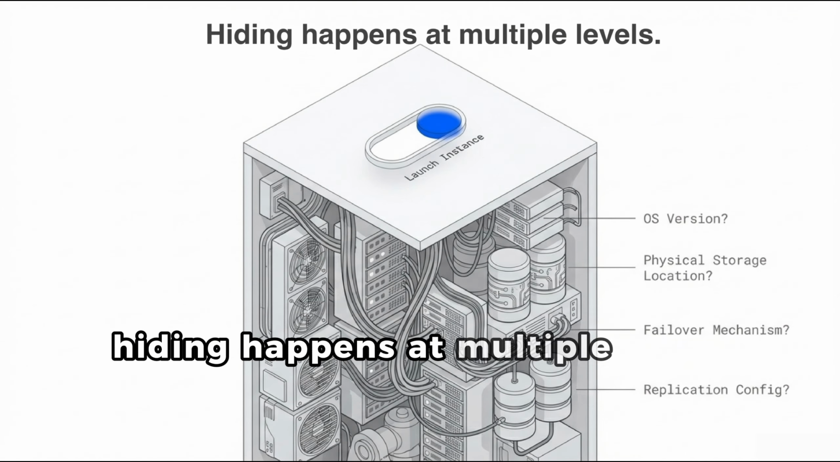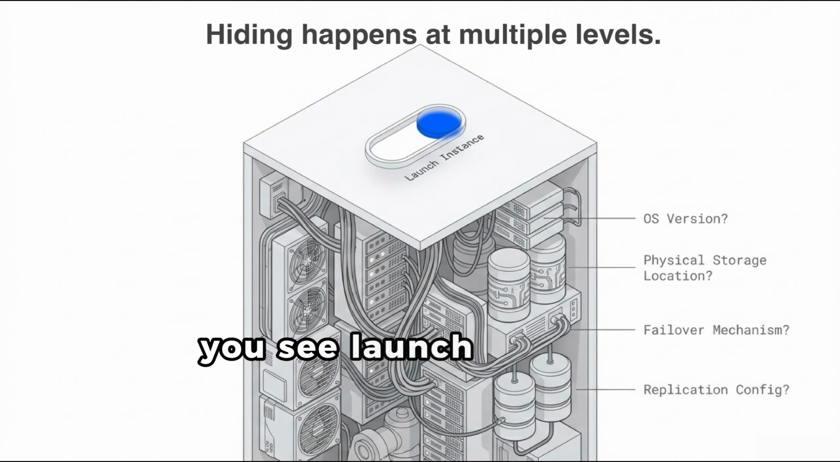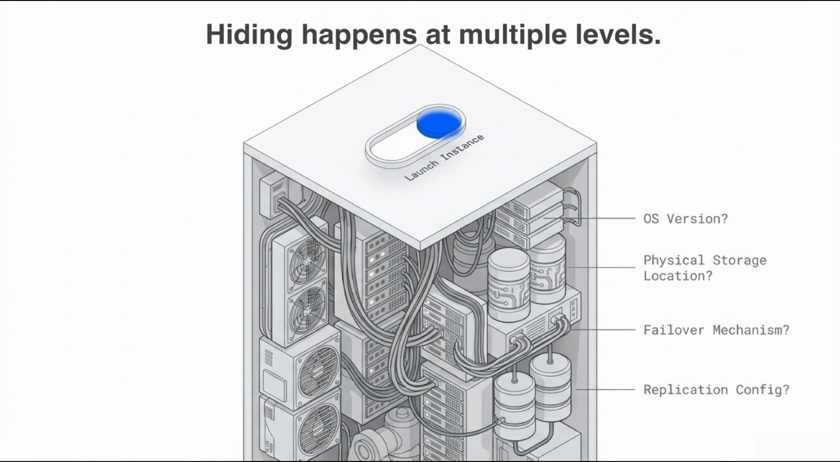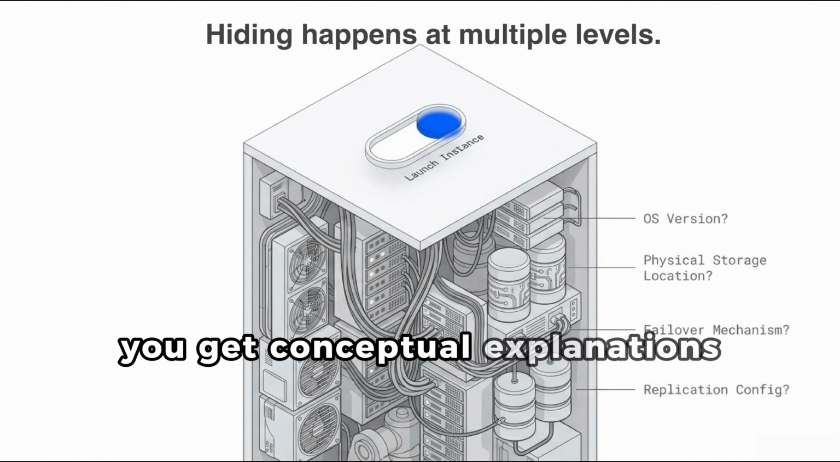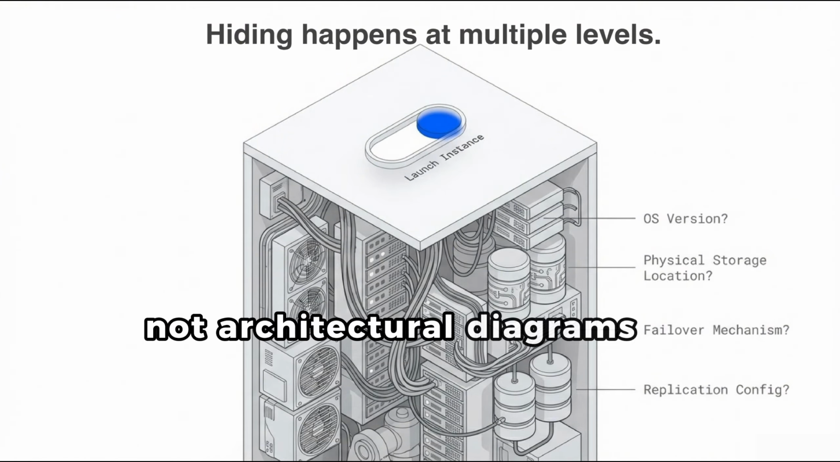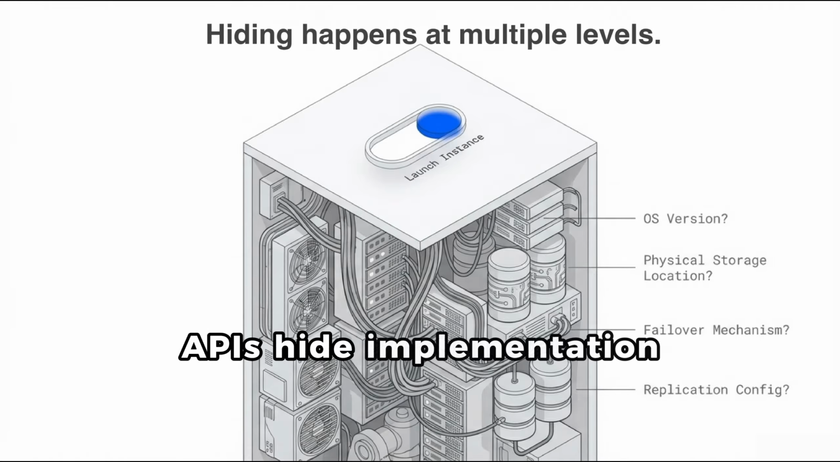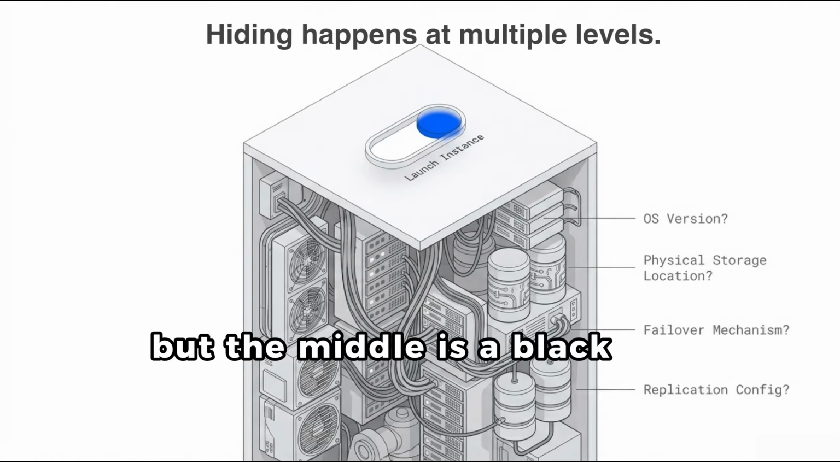Hiding happens at multiple levels. The interface hides complexity. You see "launch instance," not the hundreds of operations that actually execute. Documentation hides specifics. You get conceptual explanations, not architectural diagrams of provider infrastructure. APIs hide implementation. You send requests, get responses, but the middle is a black box.